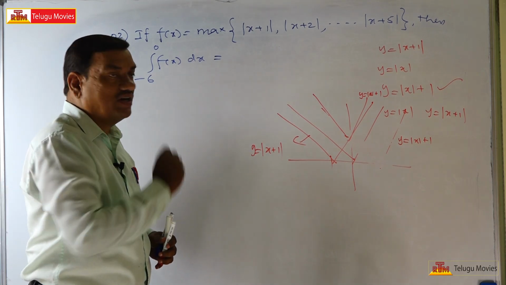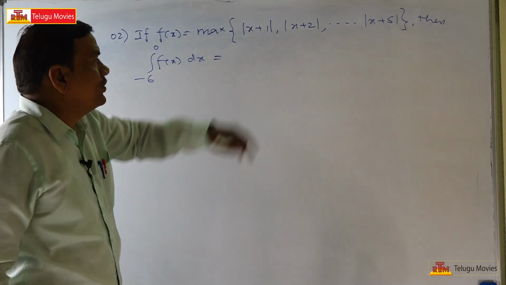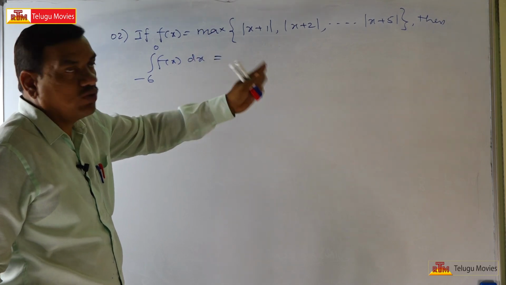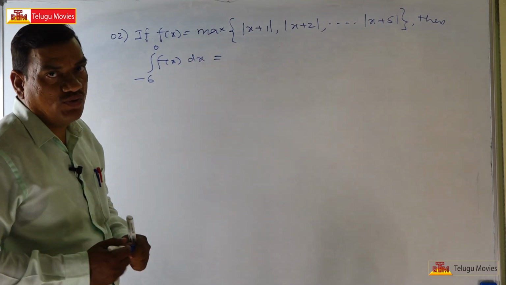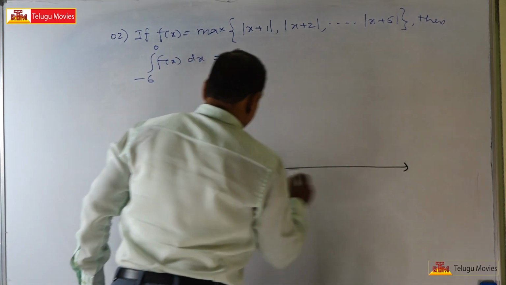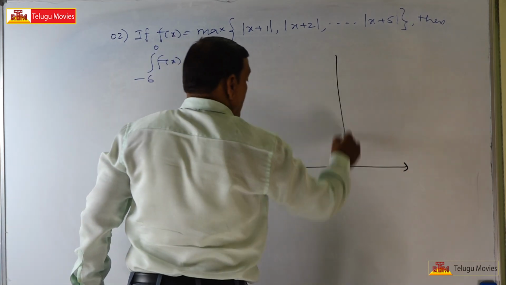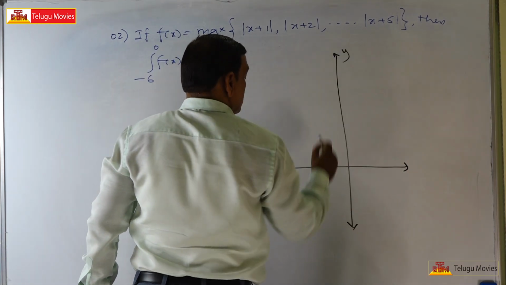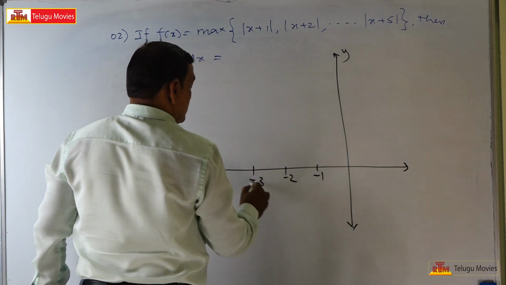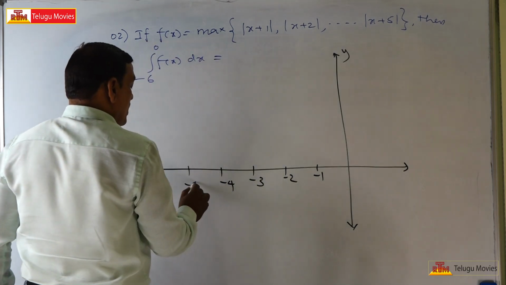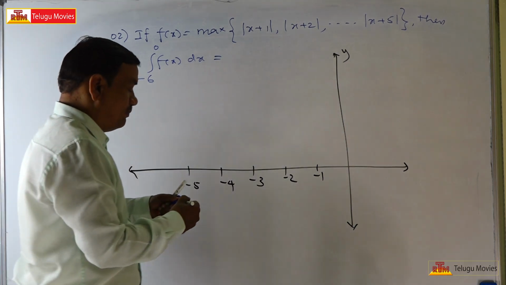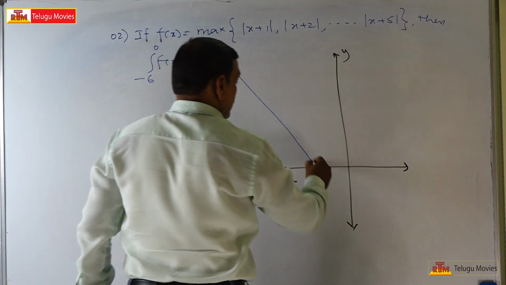I hope that you understand this concept. Now I am going to draw the graphs of modulus of x plus 1, modulus of x plus 2, modulus of x plus 3, modulus of x plus 4, modulus of x plus 5. So this is the x-axis and this is the y-axis. These are the critical points: minus 1, minus 2, minus 3, minus 4, minus 5. So y is equal to modulus of x plus 1 graph is this.